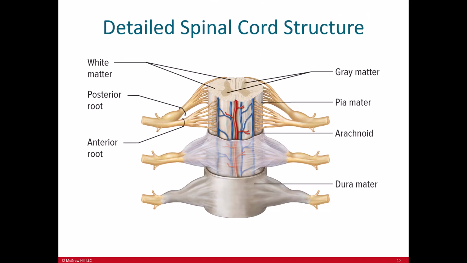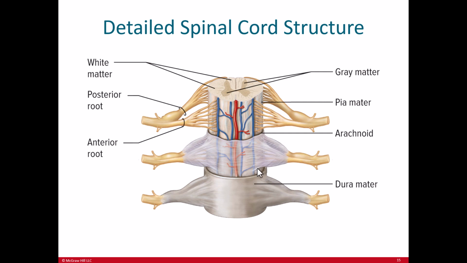Here we have a detailed spinal cord structure. So you can see in the middle here we have the white matter which surrounds the gray matter. Then we have our posterior roots, which come from the back of the spinal cord, and then we have our anterior root, which comes from the front of the spinal cord.